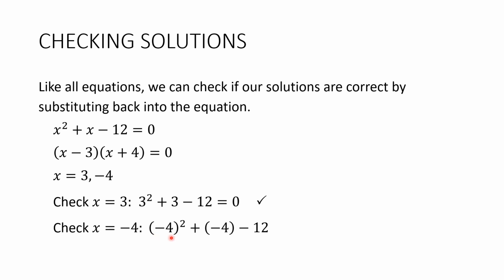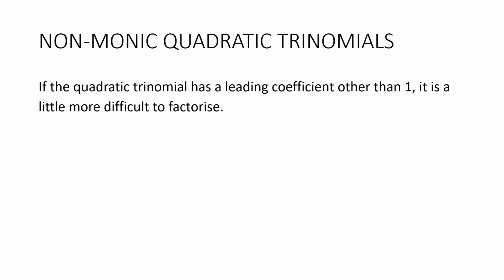How about the negative 4? Don't forget to square that in brackets. So that's 16, take away 4, take away 12. It is also equal to 0. It is correct.